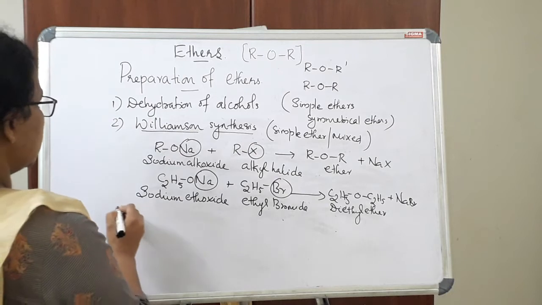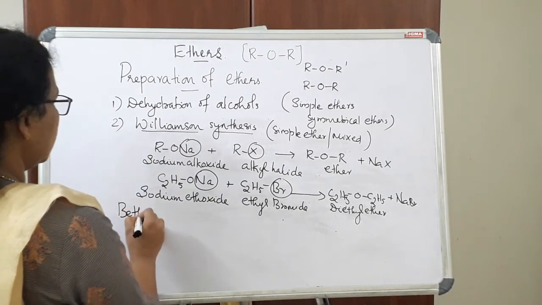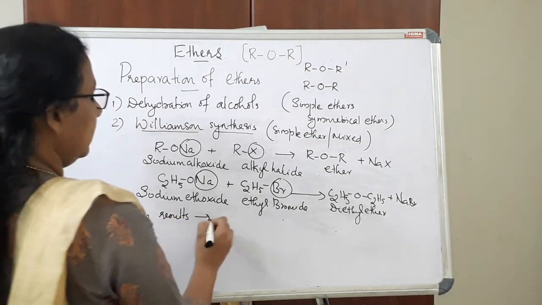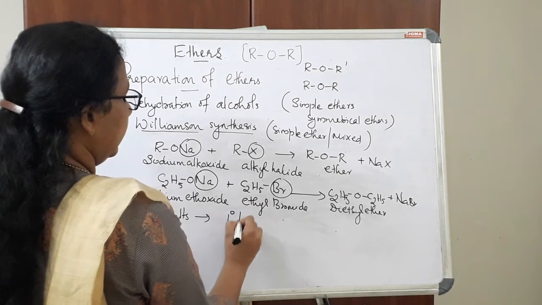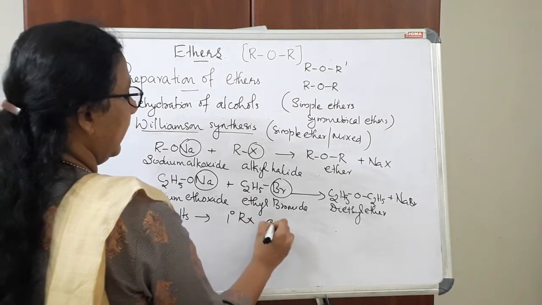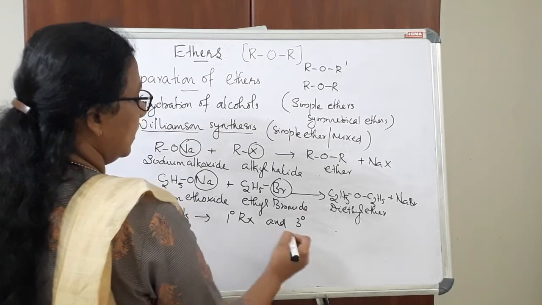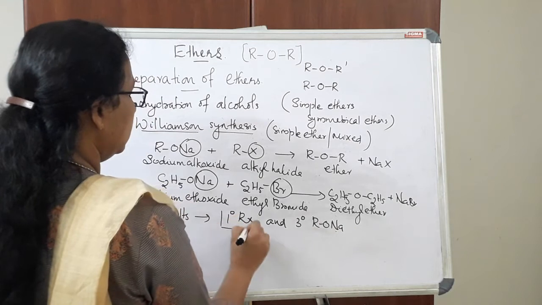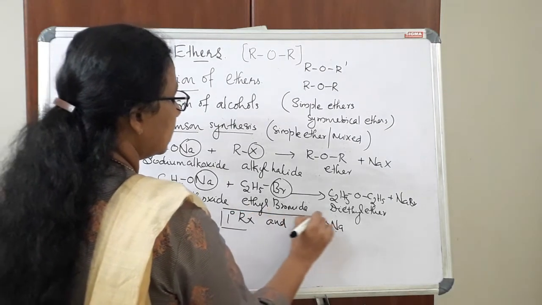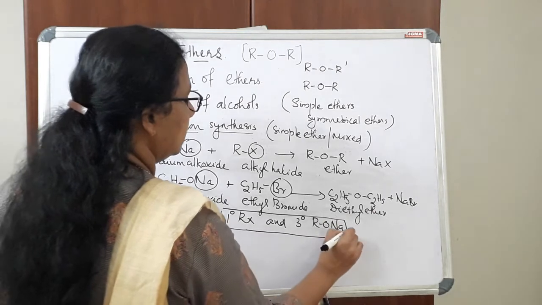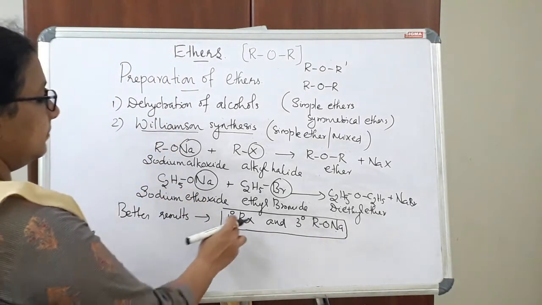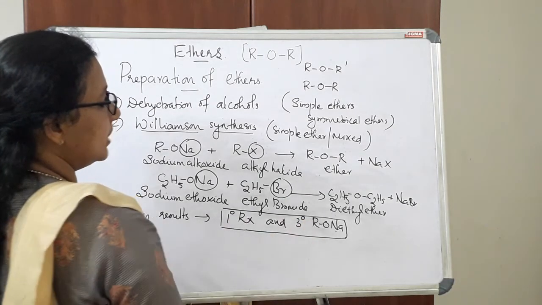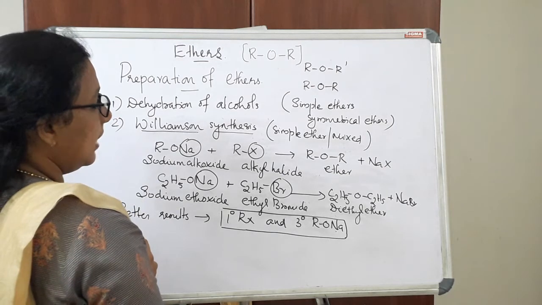Actually, the best results are obtained if you take a primary alkyl halide and a tertiary sodium alkoxide. So if we need to get the best result, these reagents should be used. That means primary alkyl halide and tertiary sodium alkoxide.